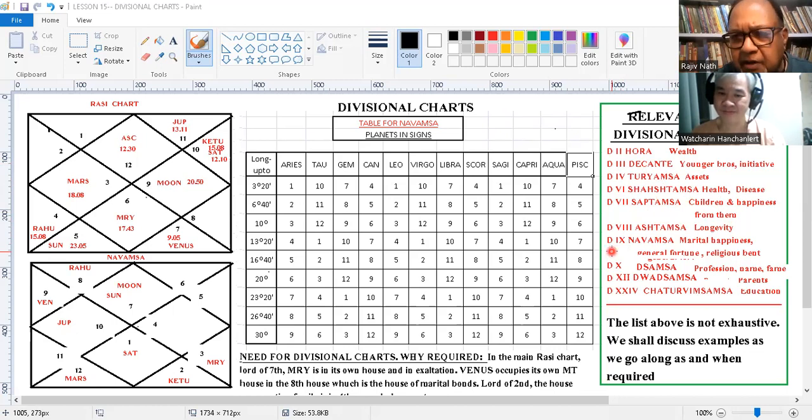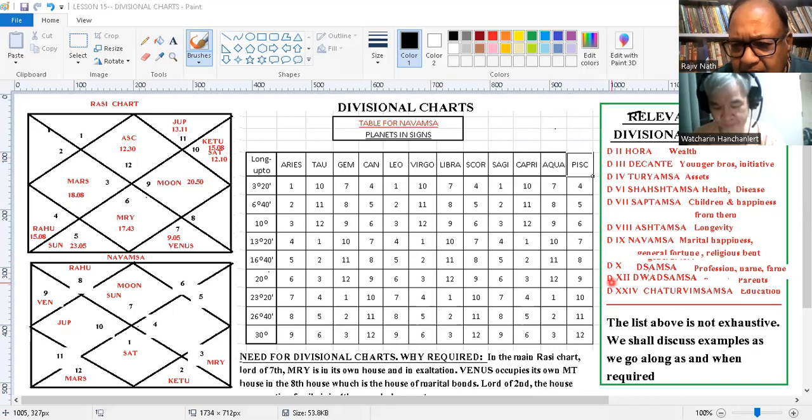D9, this is the most important. When I had done Navamsa, every time I kept saying, and then I told you, we'll look at it later. So D9 is Navamsa. This is very important. But this is mainly for marital happiness, married life. General fortune, religious bent of mind, and overall life.